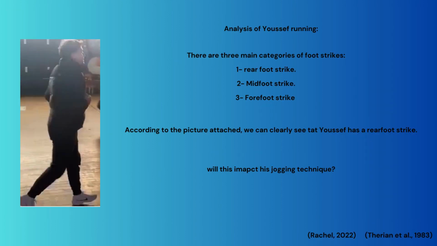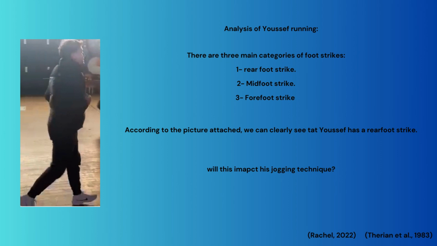So moving on to the next slide, analyzing Yusuf's running. According to Rachel and Terian, there are three main categories of foot strike: rear foot strike, mid foot strike, and forefoot strike. The rear foot strike is when the runner's first contact with the ground is by the heel.